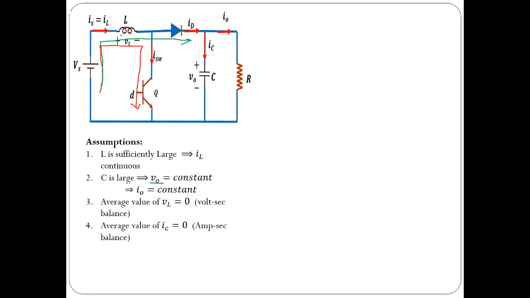However, it is a boost converter. Voltage across the capacitor, that is voltage across load, is more than the source voltage. So Vs minus V0 is negative. So during the off period, voltage across inductor is negative and that is constant. So current through inductor falls with a negative slope. So that is equal to Vs minus V0 by L.